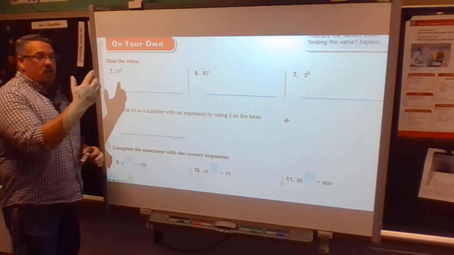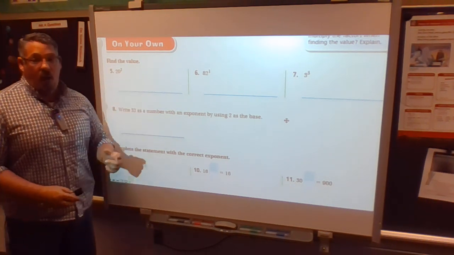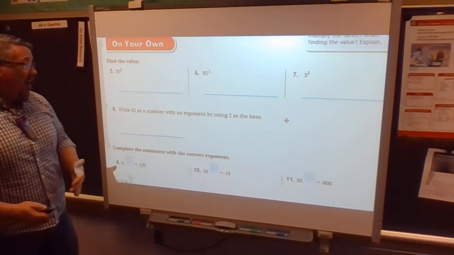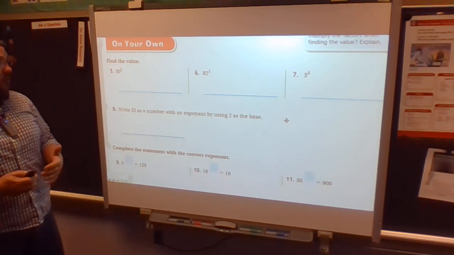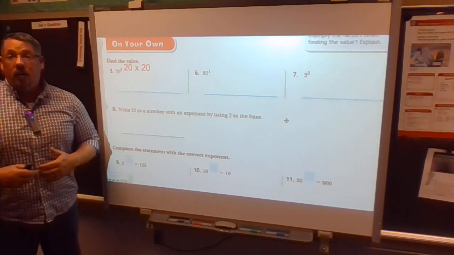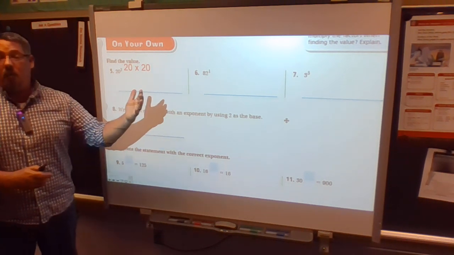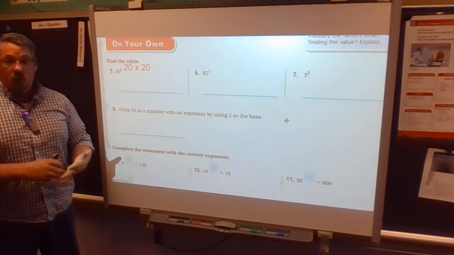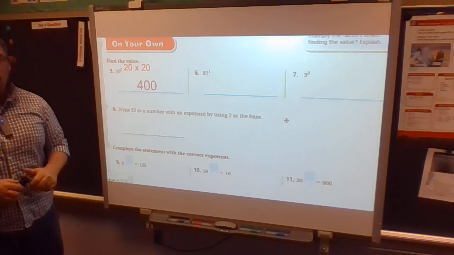So I have 20 squared. I'm finding the value. So the first thing I have to do is write out the math problem that I'm doing. The math problem that I'm doing is 20 times 20. That's my first point. Do it by hand and stack them and multiply them and get the answer, or type into your calculator 20 times 20 equals, and you're going to get 400.